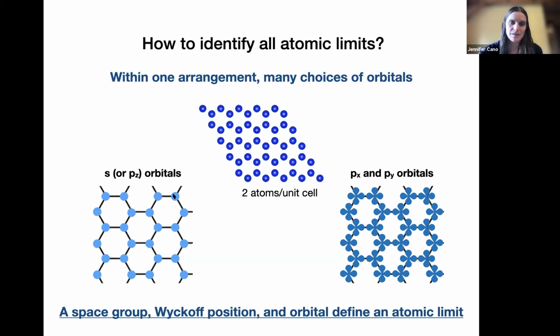So I just drew some examples here, but the point is that space group, Wyckoff position, and orbital, these things together define the atomic limit. And any subset of those does not uniquely define an atomic limit.